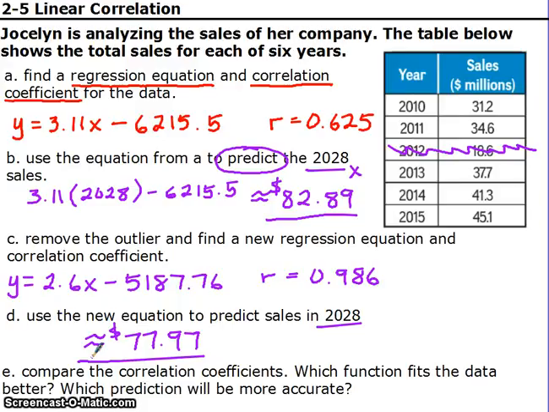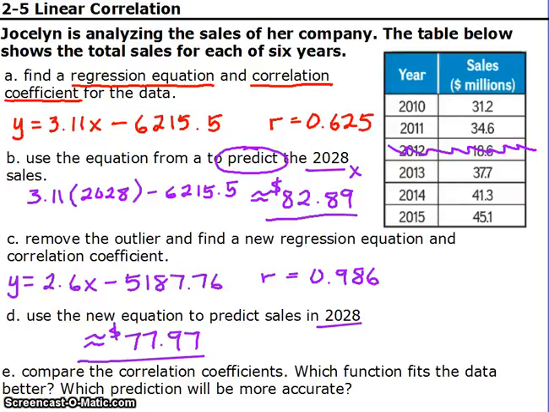Okay, letter E says compare the correlation coefficients. First one was 0.625. Second one's 0.986. Okay, which one is stronger? Remember, closer to 1, the stronger the correlation. 0.986 is very, very close to 1. That's going to be a much stronger correlation. So what do you think that means about the prediction? Okay, the prediction should be much more accurate with a stronger correlation than a weaker one. So our prediction should be much, much stronger than it was before with the 82.